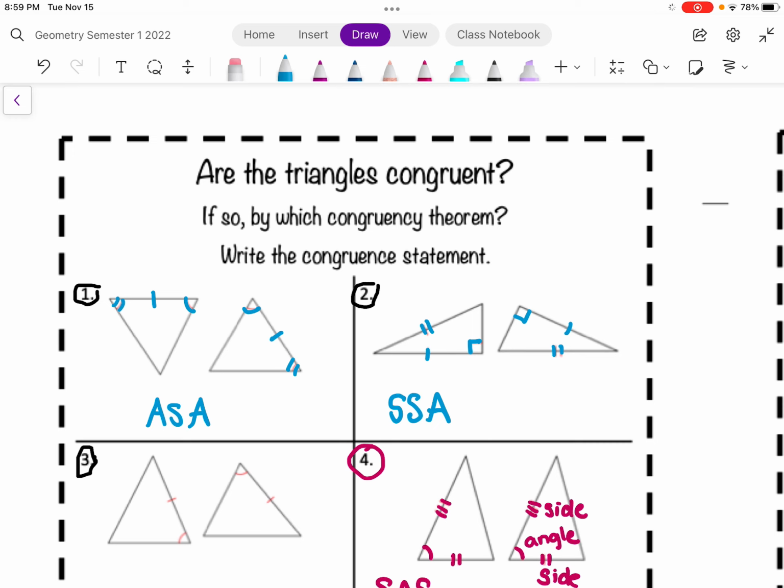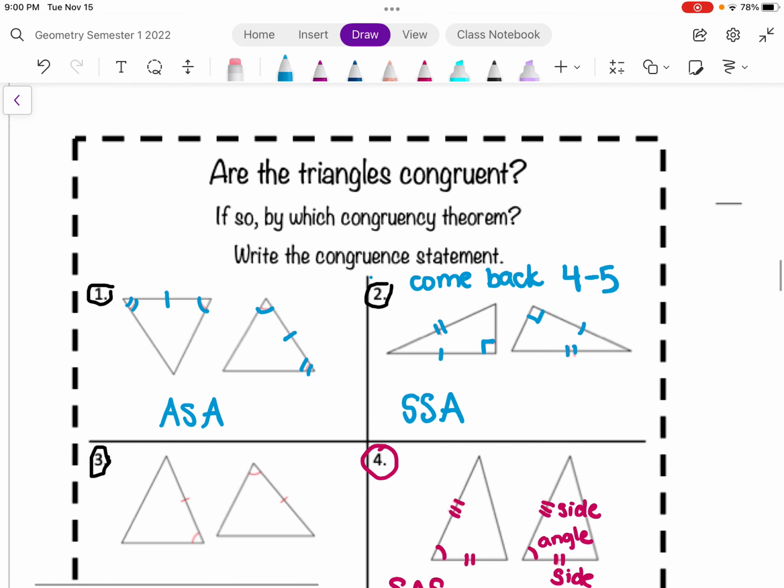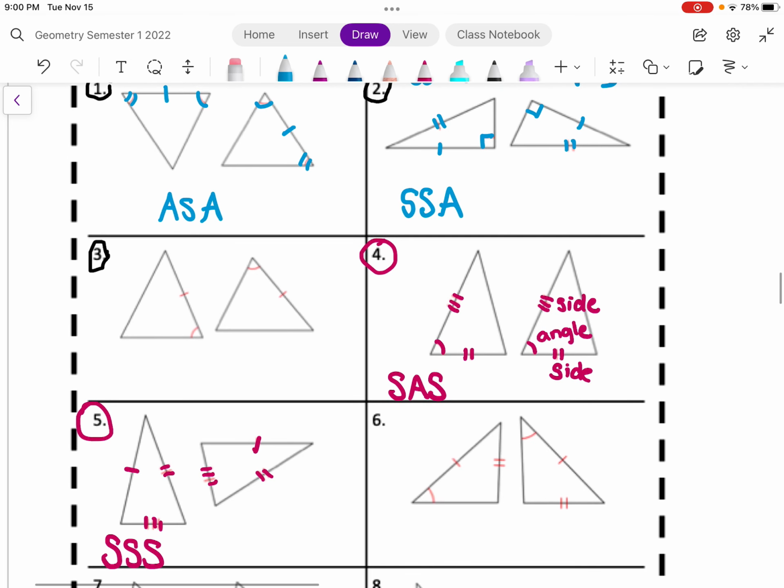Typically, we would say we can't do that one, but I'm actually going to come back to this one during the 4-5 video. So be on the lookout for that one. So we're going to put that one on hold. All right. Okay, number 3. There's only 2 pieces of information here. Well, that's not enough information. I need 3. Not enough information.